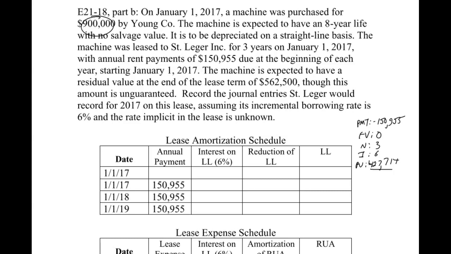Once again, the 90% rule: this number compared up here to the $900,000 fair market value, you can see that does not satisfy the 90% rule. So none of the criteria have been met. So it's an operating lease.